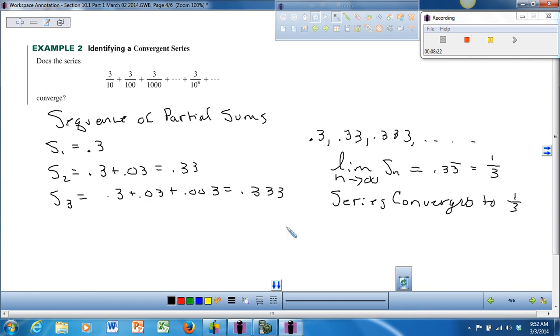Now, we will deal with a lot of different series, and quite often it's difficult to find the actual sum of a series. This one does converge to a value of 1/3, and this is a specific type of series called the geometric series. That's one of the very few that we can actually find the true sum of.